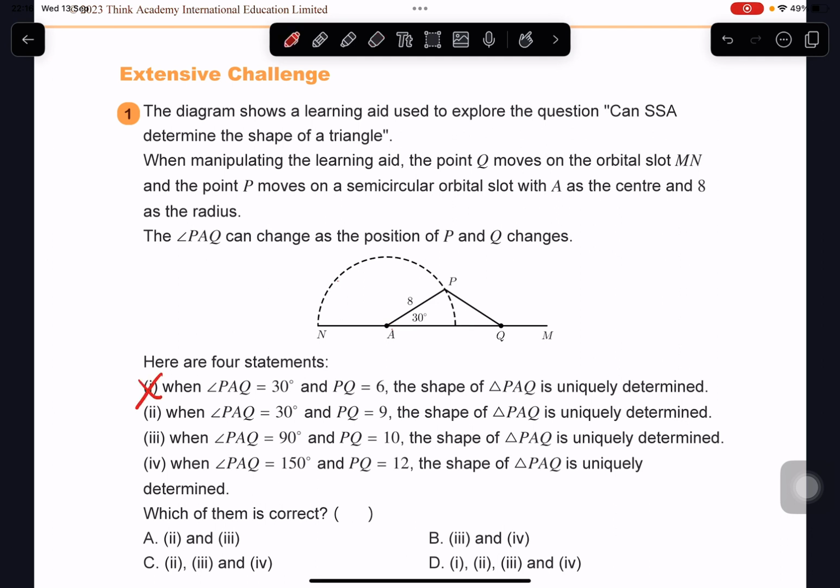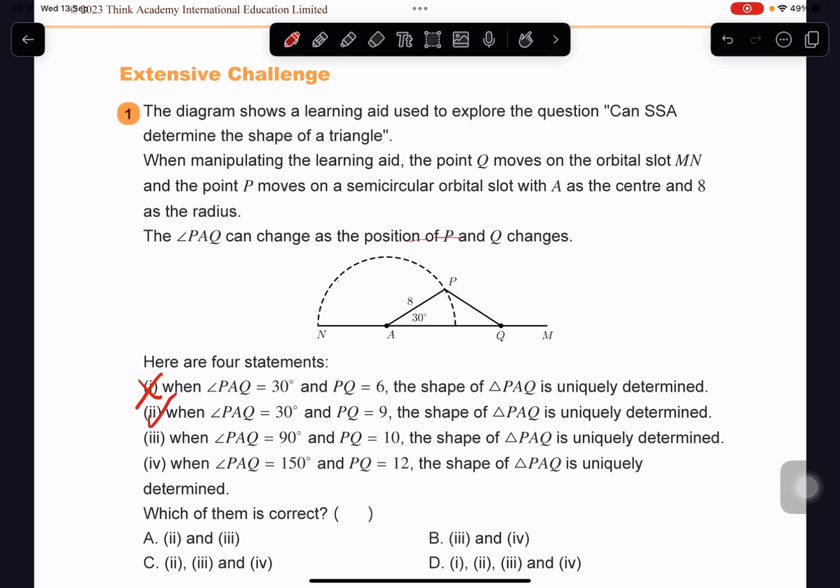The second one, when PAQ is 30 and PQ is 9, what's going to happen? If you're trying to draw a circle right there when this is 9, you can see that it's going to go across 8. So when this is touching MN at this point, PAQ is 30, but when it is touching MN at this point, PAQ is no longer 30, right? It is 150 degrees. So it means that it is unique indeed, all right?